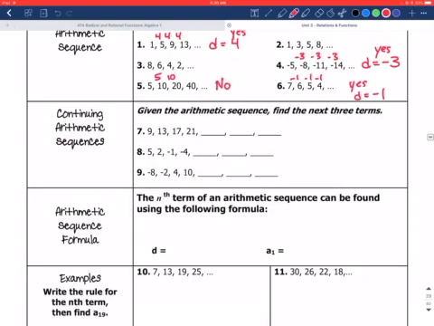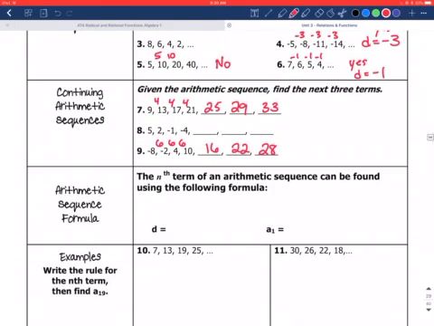So for 7, 8, 9, given that this is an arithmetic sequence, find the next 3 terms. So this is increasing by 4 each time. So we're going to keep increasing by 4 each time. Not too bad, right? For number 9, we are actually increasing still by 6, right? We're adding 6 to each of them, so that'll be 16, 22, and 28.